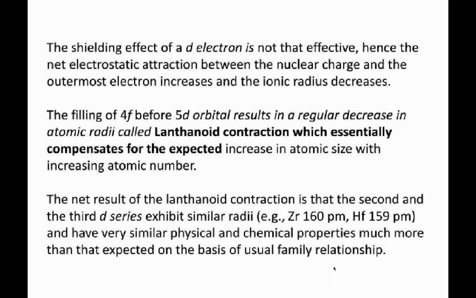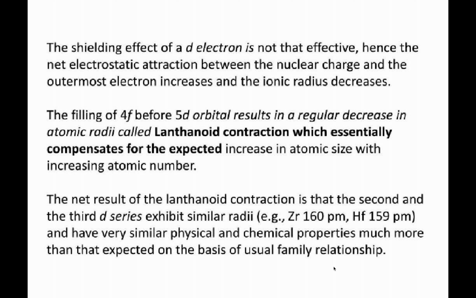And now the shielding effect of a d electron is not effective, so the net electrostatic attraction between the nuclear charge and the outermost electron will increase. So what happens when the nuclear charge increases? Because the nucleus holds the outermost electrons, it attracts the outermost shell closer towards it. That would result in a decrease in the ionic radius, and the filling up of 4f, we saw this concept earlier, before 5d orbital also results in a regular decrease in atomic radii.